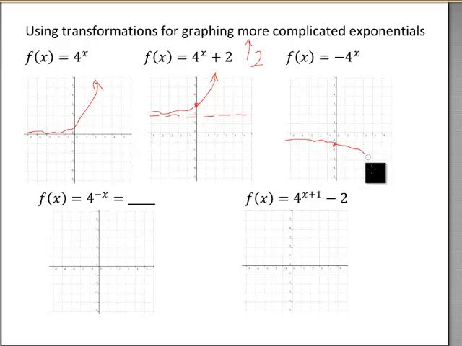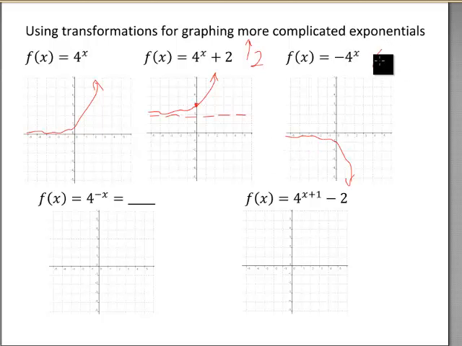Let me try to do a better job on this right side. Okay, so I did a fairly poor job. So let me start over. So flat on the left, hit the point (0, -1), and that's only slightly better. Okay, so there is the graph of -4 to the x.